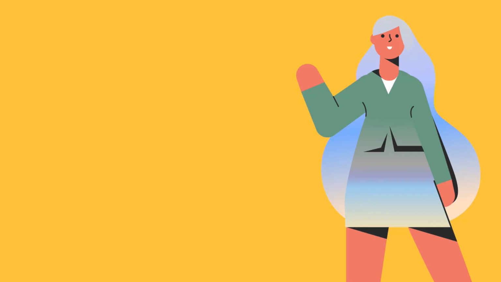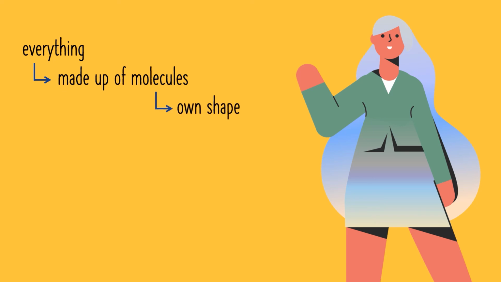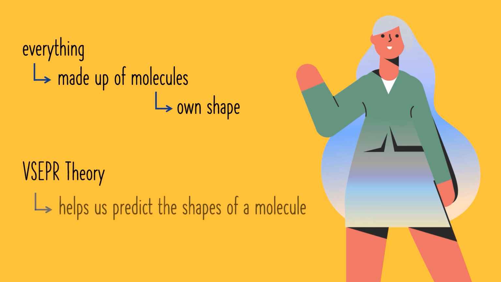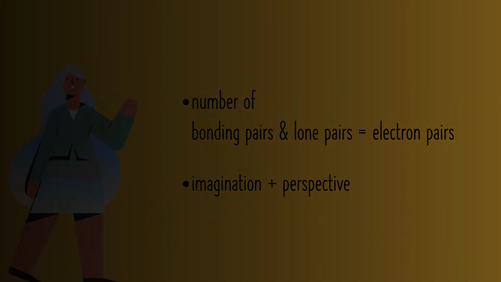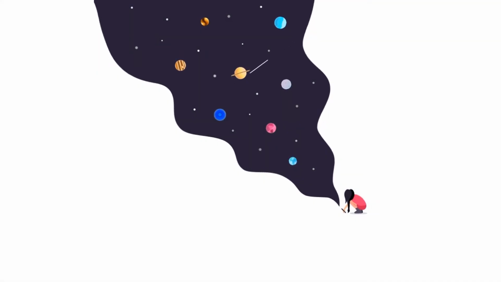Let us have a recap. Everything that you see around you is made up of molecules, and each molecule has its own shape. The VSEPR theory helps us predict the shape of a molecule and the name of that shape. Just remember that aside from the number of bonding pairs and lone pairs for a certain number of electron pairs, your imagination and perspective will help you understand, predict, and picture the shapes and geometry of a molecule and eventually the processes and the world around you.